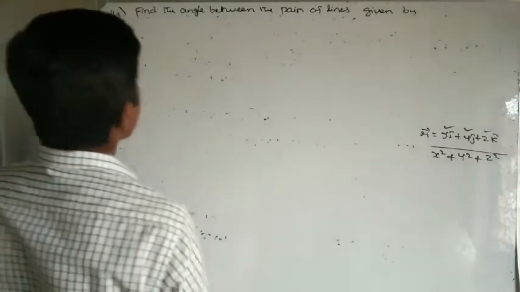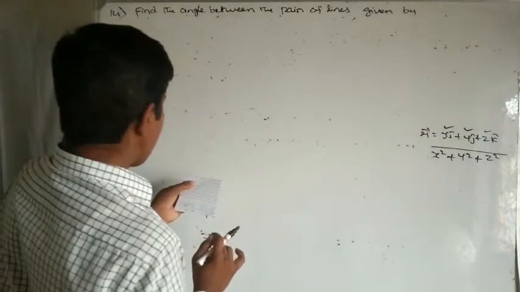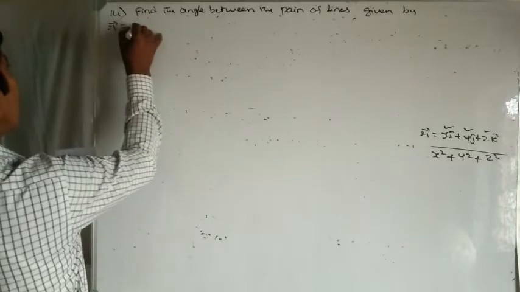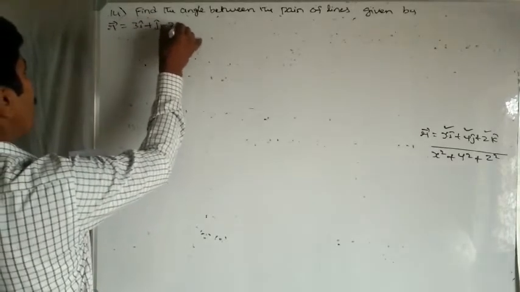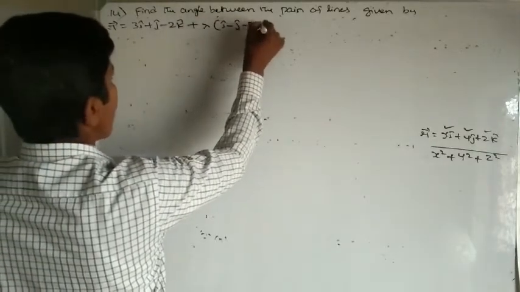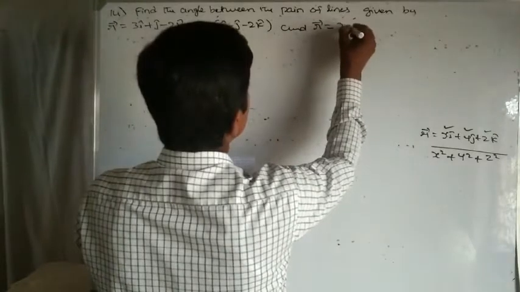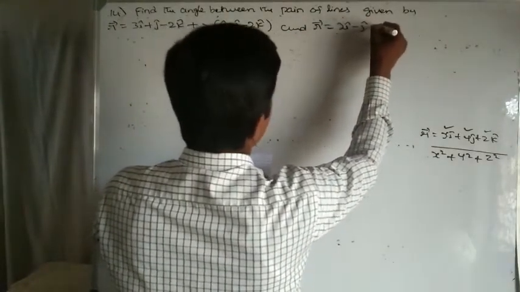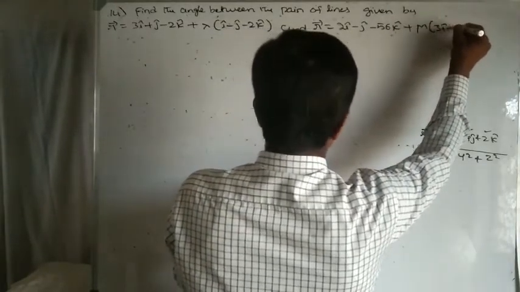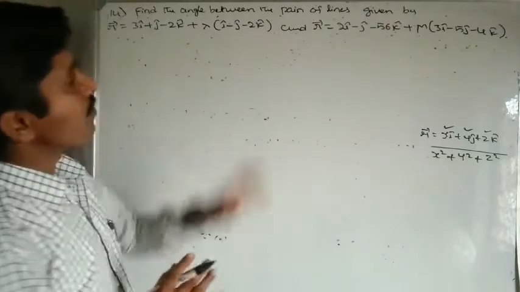Fourteenth problem. Find the angle between the pair of lines given by vector r, which is equal to 3i plus j minus 2k plus lambda of i minus j minus 2k, and vector r equal to 2i minus j minus 56k plus mu of 3i minus 5j minus 4k. Find the angle between the pair of lines given by.